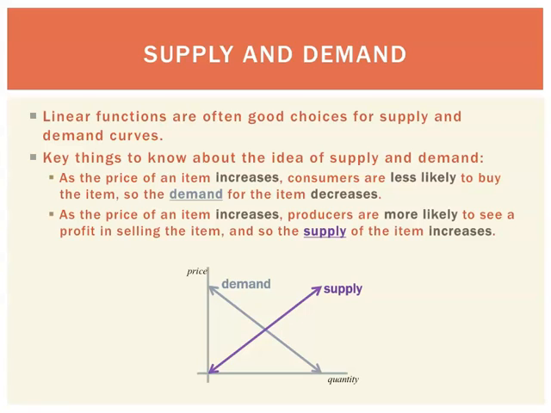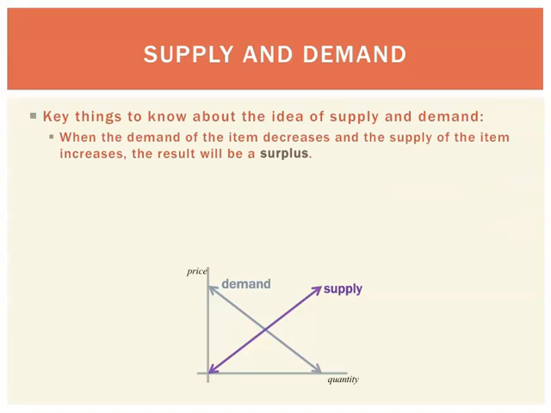Now, it's important to understand how the supply and demand curves relate to one another. So, when the demand of the item decreases and the supply of the item increases, the result will be a surplus. Right? So if some item is out there and there's not a very high demand for it, but the supply of the item just keeps coming, they keep producing it, then you'll end up with a surplus. So where does that occur? That occurs in this half of the graph here.